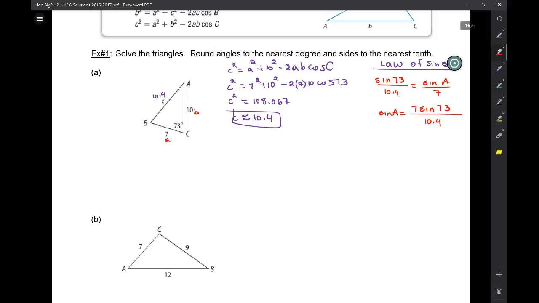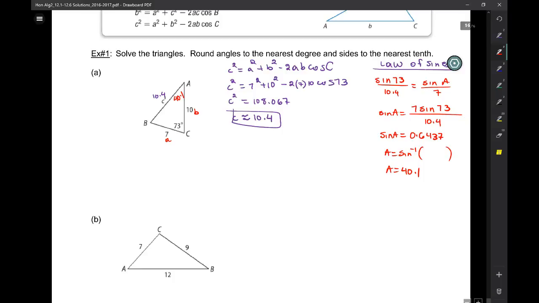So we get that sine of A is equal to 0.6437. Now I do A equals inverse sine of this. So I press inverse sine of second answer. And how many degrees will that be? A is 40.1 degrees.